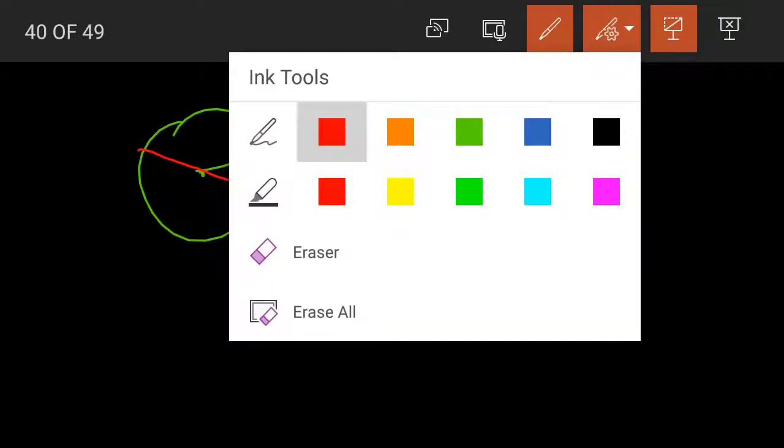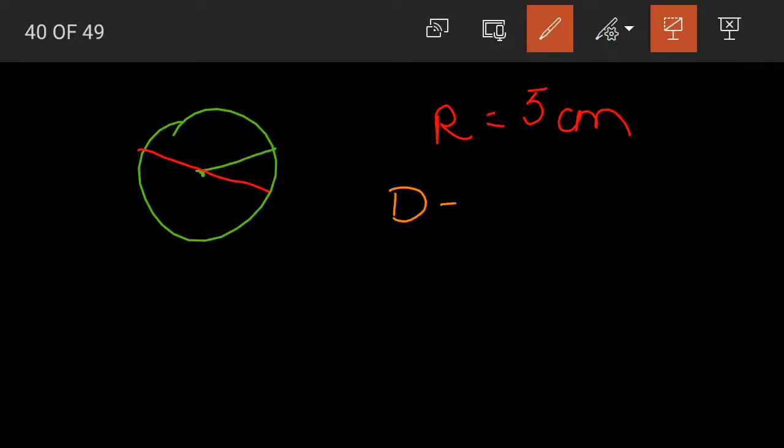Now what is the relationship between the radius and the diameter, children? The radius is already given as 5 centimeters. What do we need to find out? We need to find out the diameter. Diameter is equal to 2 into radius.